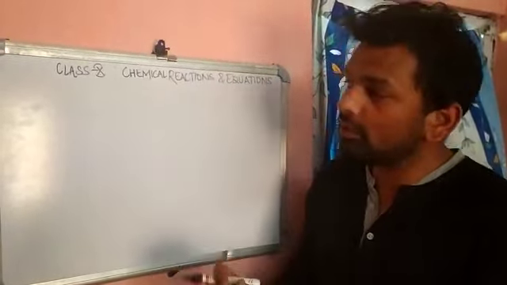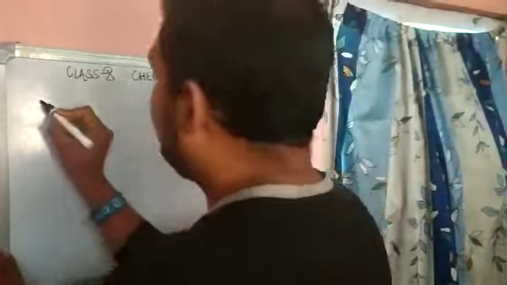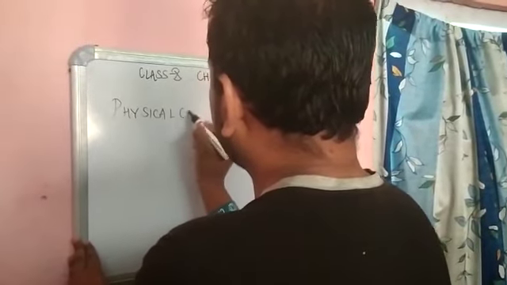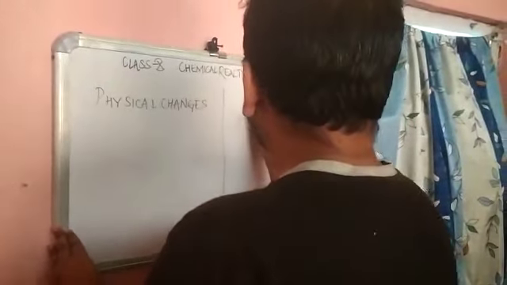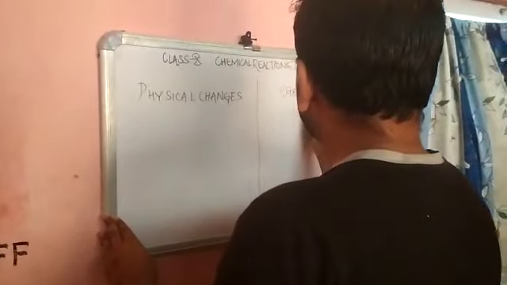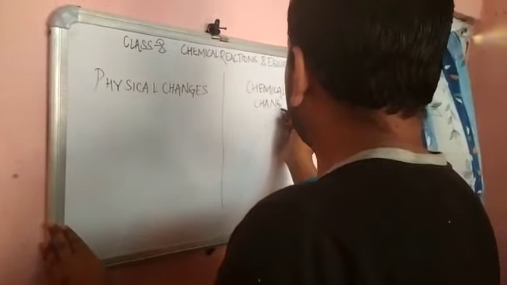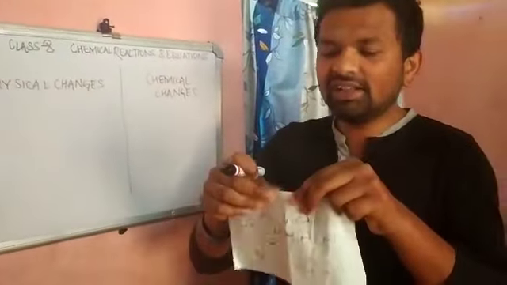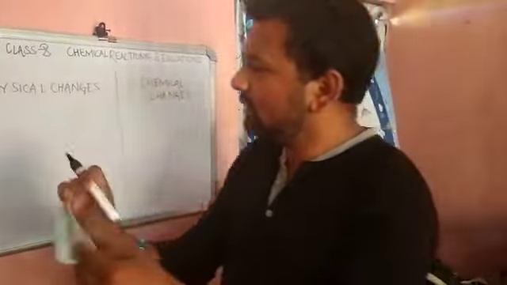To understand this properly, why we need to talk about chemical reactions, we have to differentiate between physical changes and chemical changes. Now, if I take a piece of paper, as you can see here, and I tear this apart, what is happening?